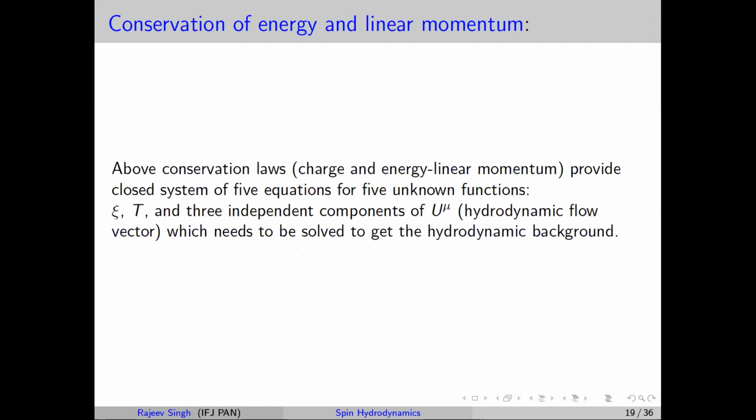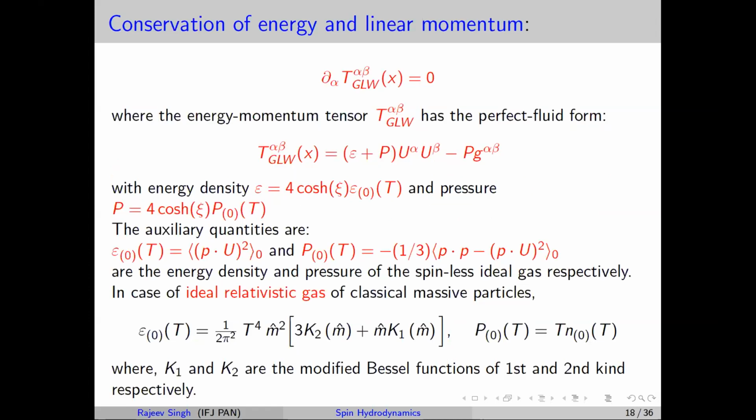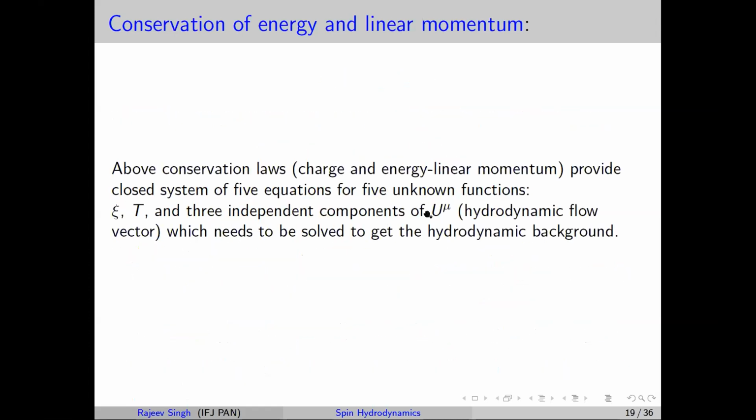Okay, now these two conservation laws have 5 unknowns, which are the 3 independent components of the flow, and mu and T. Mu is the baryon chemical potential. So since we already know what the flow is in our case, that is the Bjorken flow, we just need to solve for mu and T, which will give us the perfect fluid hydrodynamical background.